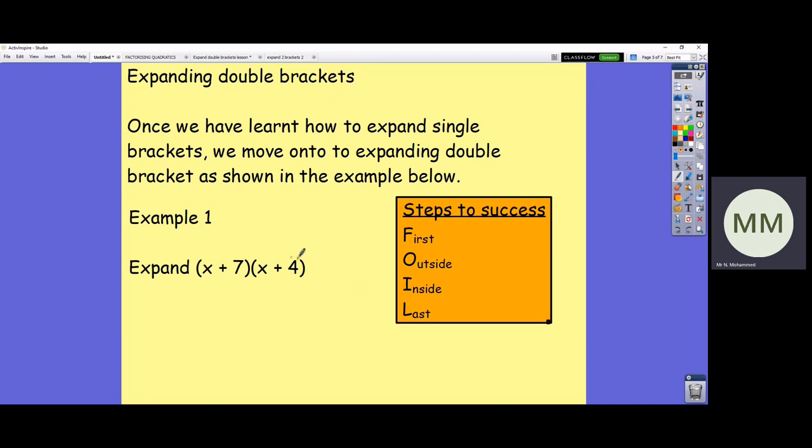So what you need to understand with this question is that this x, or this first term, is multiplied by everything in the second bracket. So that is the x and the 4 separately. Then you go to the second term, which is the 7, and you do the same to that. You multiply it by everything in this bracket.